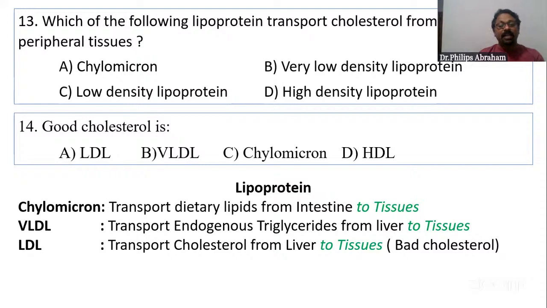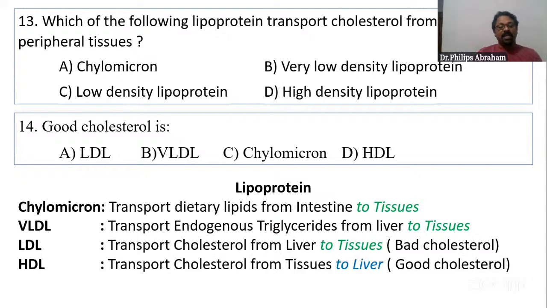LDL helps the transport of cholesterol from liver to tissues, and HDL transports cholesterol from tissues to liver. See, the first three were transporting towards tissue, and this alone from tissues to liver, just the opposite side, reverse. So HDL transport is also called reverse transport of cholesterol. And one important point to be noted is that cholesterol is inside every cell.